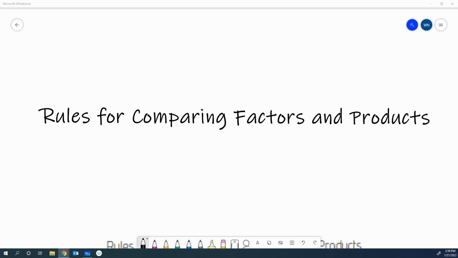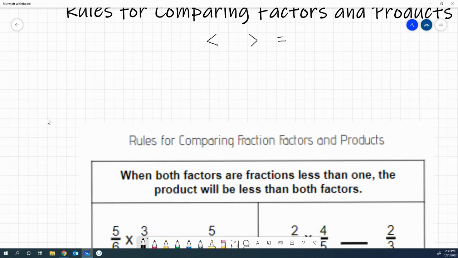In this video, we'll be looking at the rules for comparing factors and products when talking about multiplying fractions and mixed numbers. When we are comparing them, we're going to be using our less than, greater than, or equal to signs. Let's go ahead and jump in.